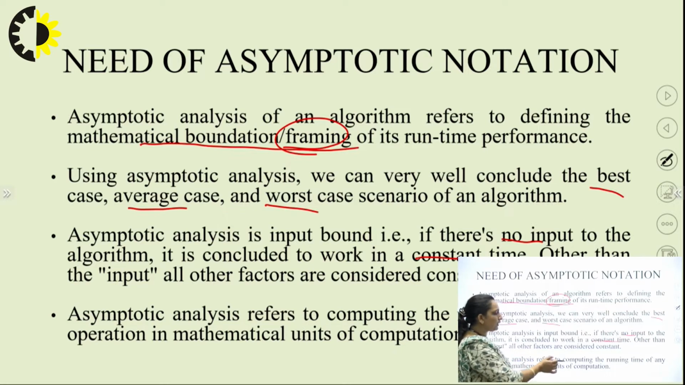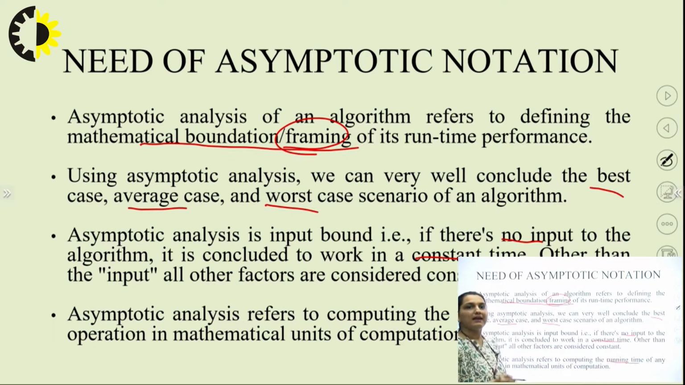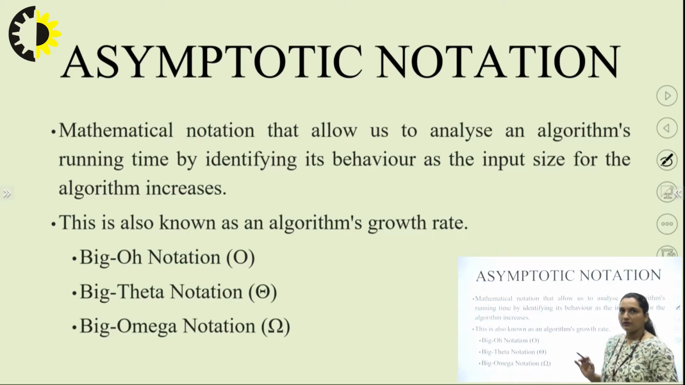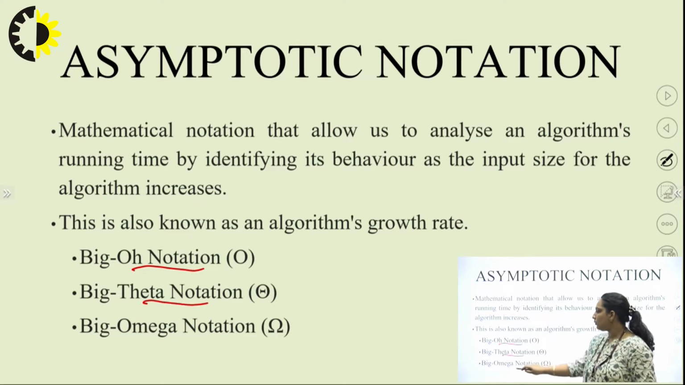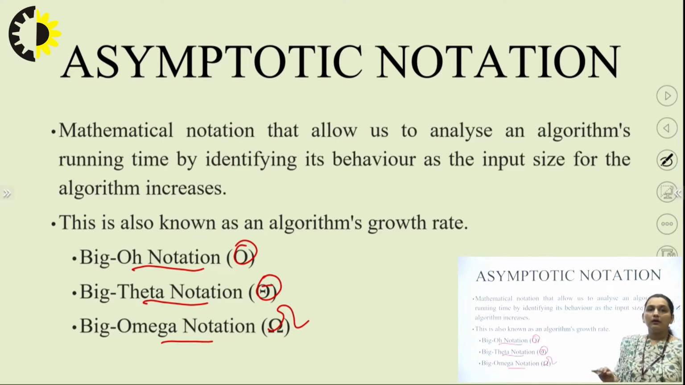Asymptotic notation describes the running time scenario. It analyzes how much time an algorithm takes, using time complexity. Asymptotic notation has three notations: big O notation, big theta notation, and big omega notation. In big O we write O, in theta notation we write theta, and here we write omega.